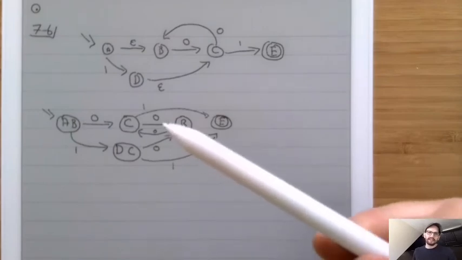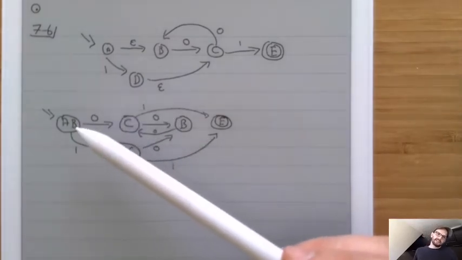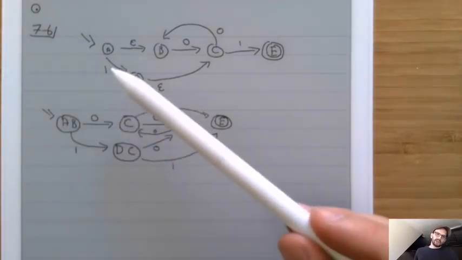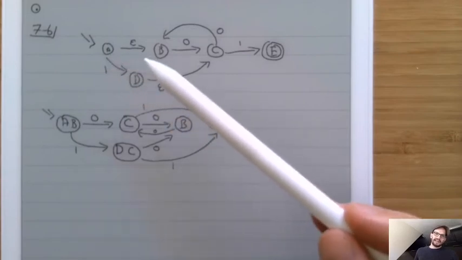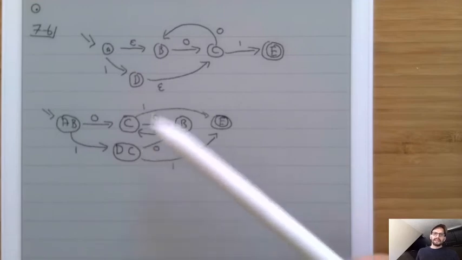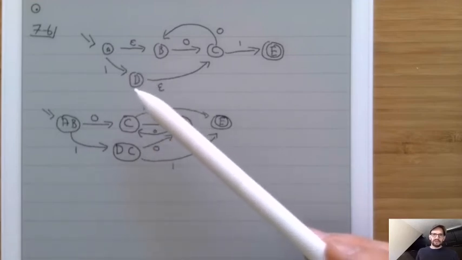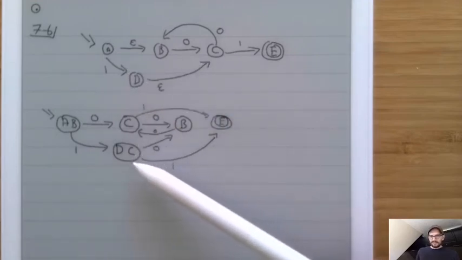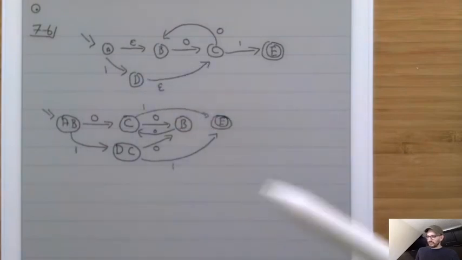So notice that we have these two circumstances, that we don't start exactly in A, we start in AB because the epsilon transition allows us to immediately go there. And then similarly, when we go to D, we don't go just to D, we go to DC, because D has an epsilon transition.